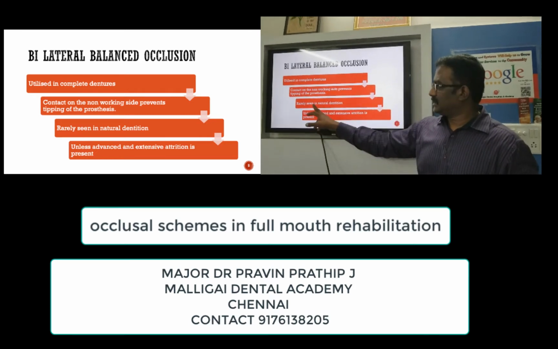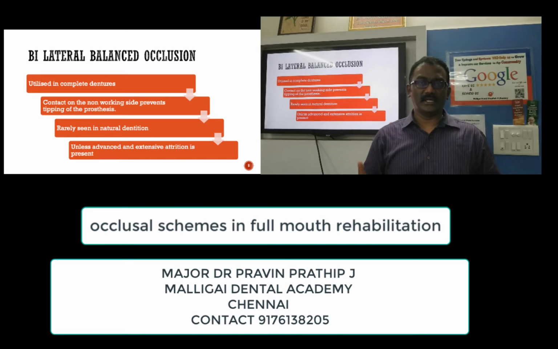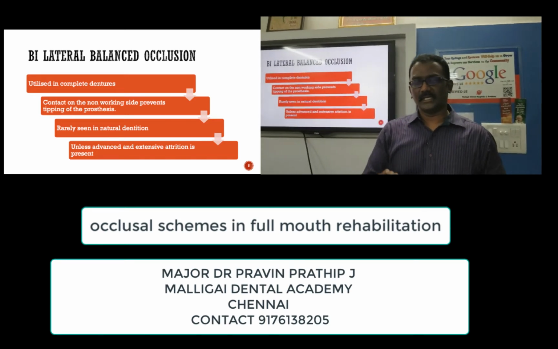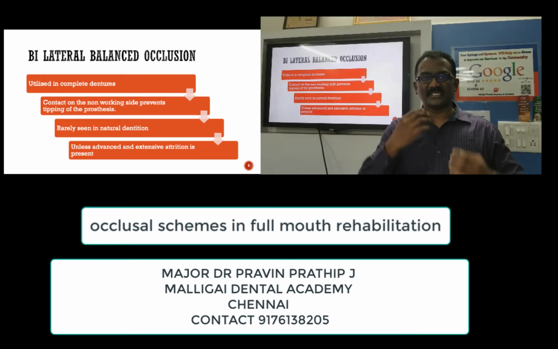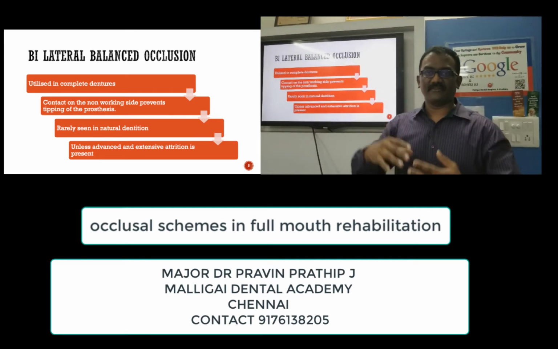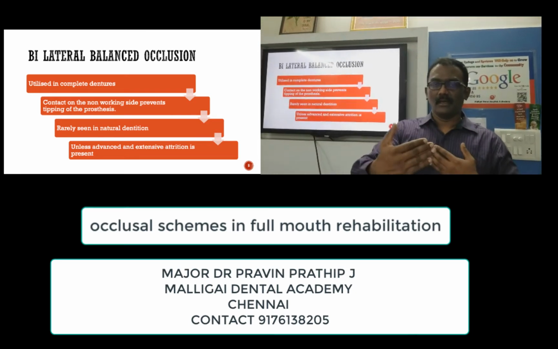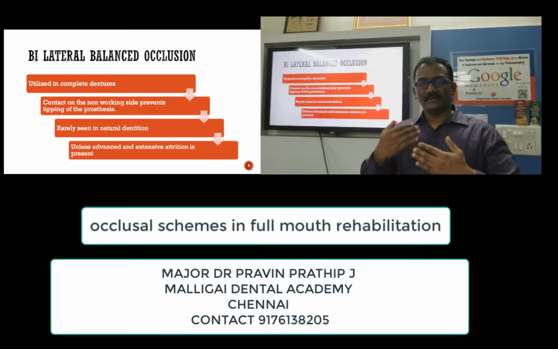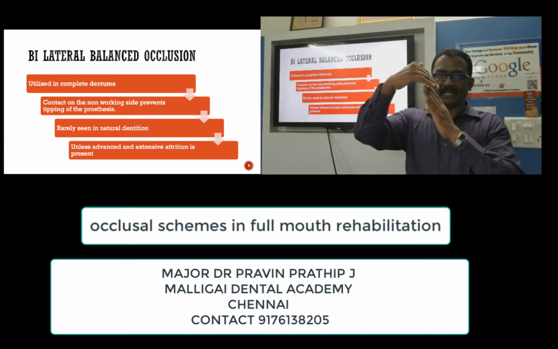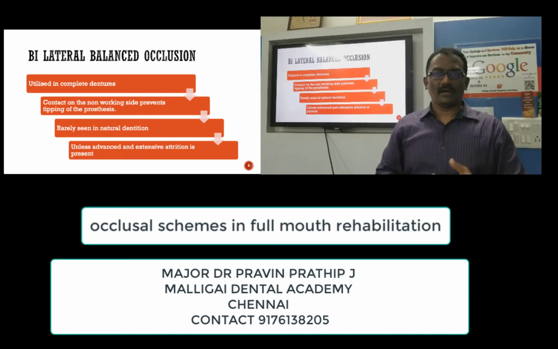The second is, it is rarely seen in natural dentition. In natural dentition, we are not like that. In natural dentition, when we move the jaw forward, the posterior disoccludes. So this is the phenomenon. This is called mutually protective occlusion. So the anterior teeth are protected by the posterior teeth. When the posterior teeth is in contact, the anterior teeth comes like this. So this is how God has created us.